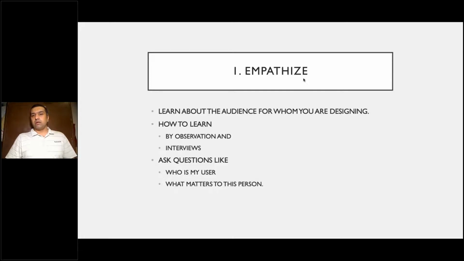Right? A very small example is, you might be going to market to buy some cleaning products. Maybe floor cleaner or something like that. You are the buyer of that product. You're not the user, because the assumption is most probably there is either a maid or some domestic help who is coming in and respectfully doing the job for you. So whenever you're designing a product, always ask questions like, who is my user and what matters to this person?